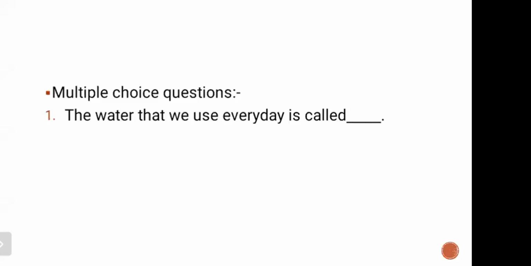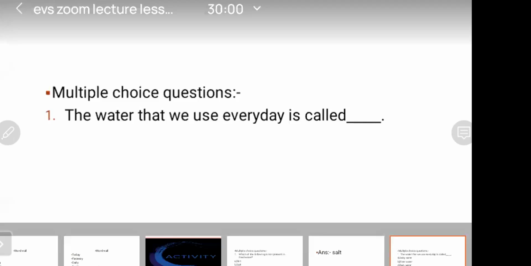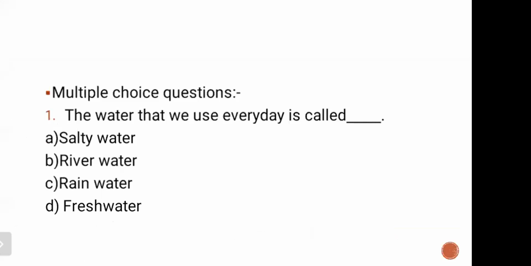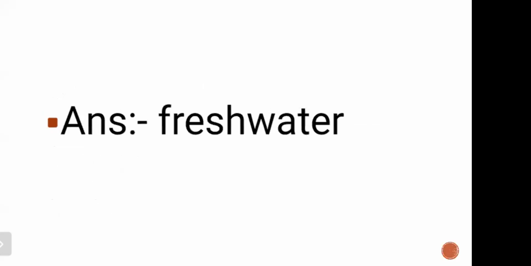Now children, next. We have learned before that the water that we use every day is called dash. Option A, salty water. Option B, river water. Option C, rain water. Option D, fresh water. So the answer is fresh water. The water that we use every day is called fresh water.